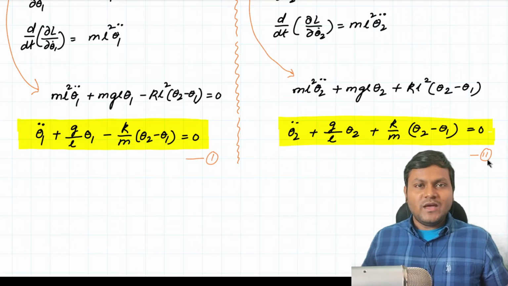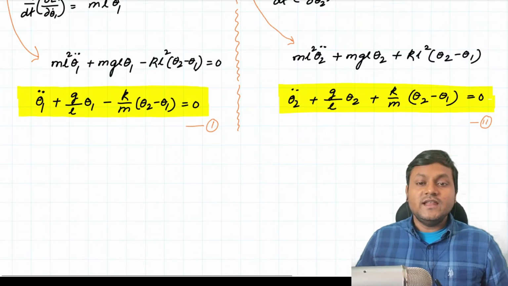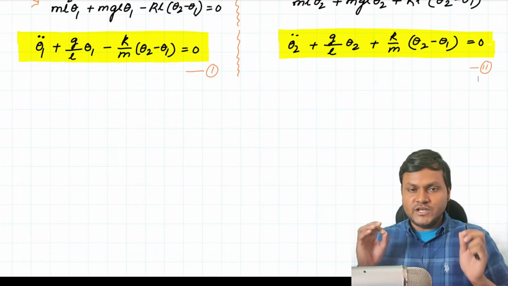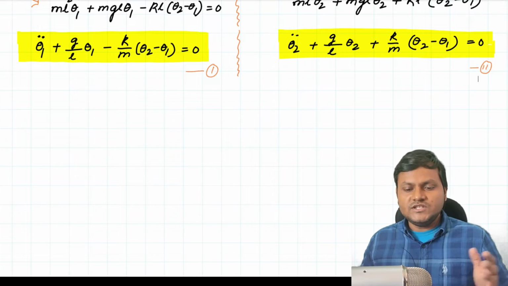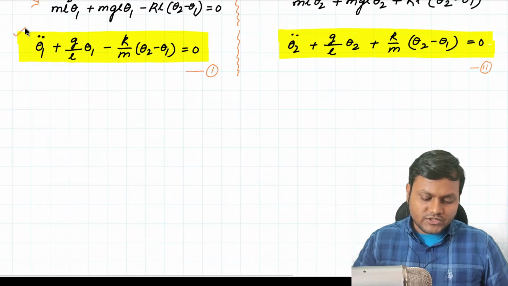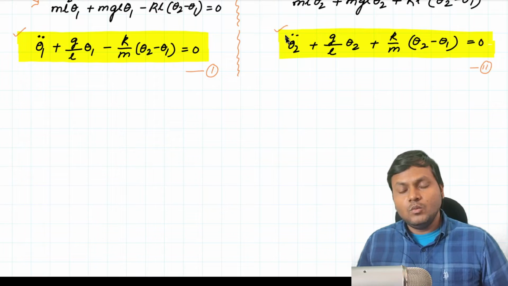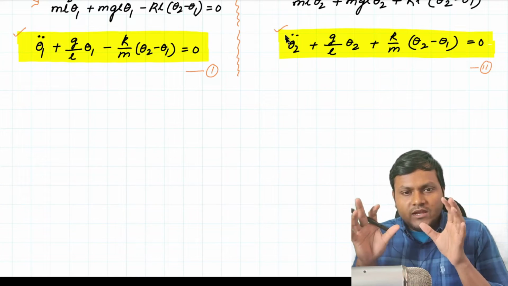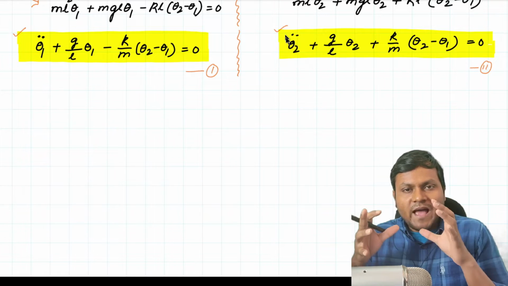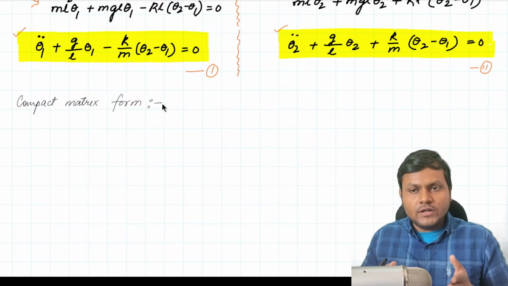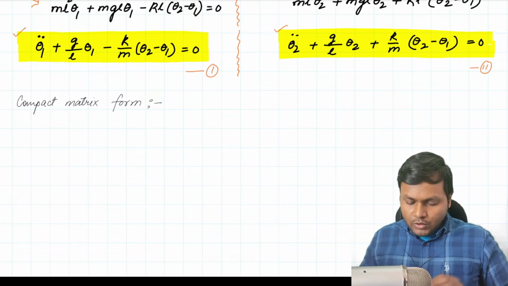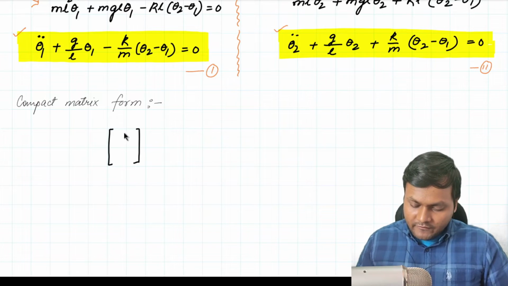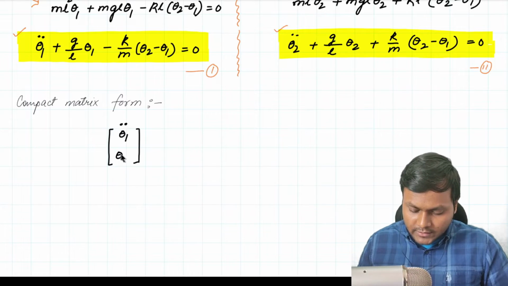Now that we have obtained the equations of motion, the next challenge is to solve these equations of motion to obtain the general solution. Since these two equations need to be solved simultaneously, if we are interested in solving them analytically, we can write both of these equations in a compact matrix form. Please carefully look at the nature of these equations. If I want to write it in compact matrix form, first I'll have a θ1 double dot and θ2 double dot.